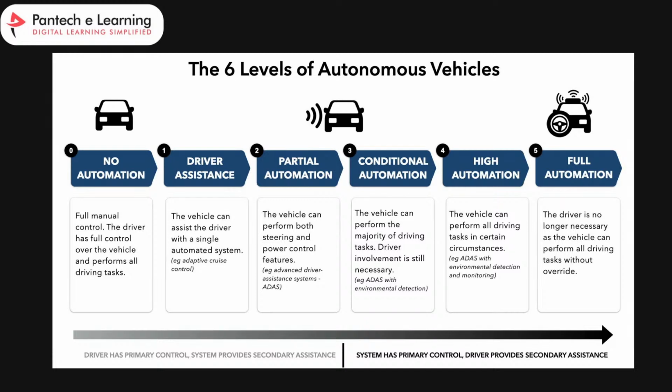So level 3. In this level 3, the vehicle can operate autonomously under some specific conditions. But the human driver must actively monitor and be ready to take control when alerted.